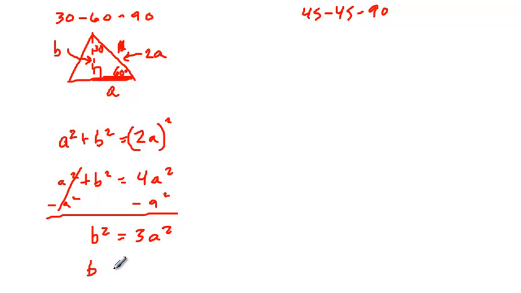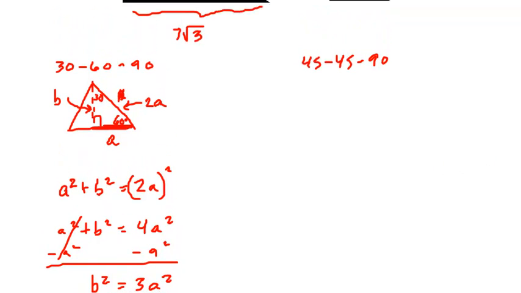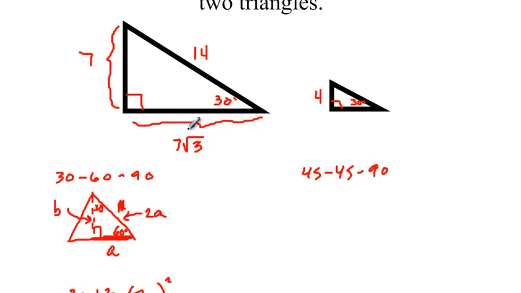We want to know what b equals, and b equals, take the square root of both sides, the square root of 3 times the square root of a squared, which is just a. And there it is. This step right here is saying that b always equals the square root of 3 times a. And that allows us to quickly find it.